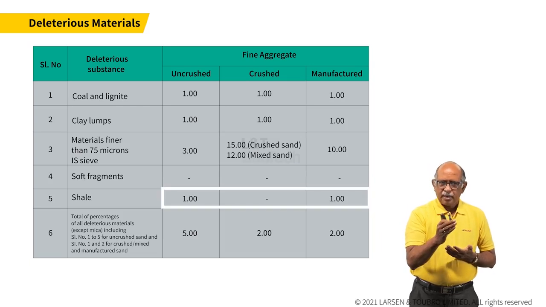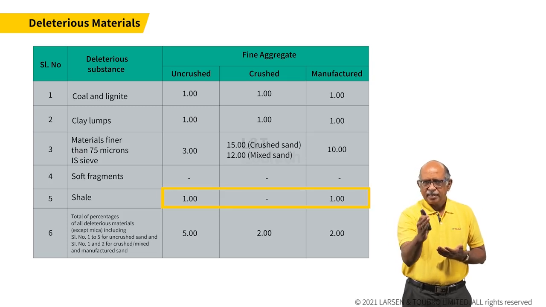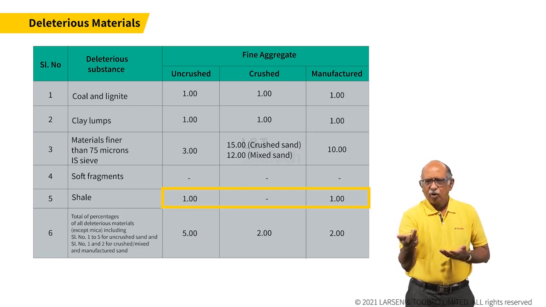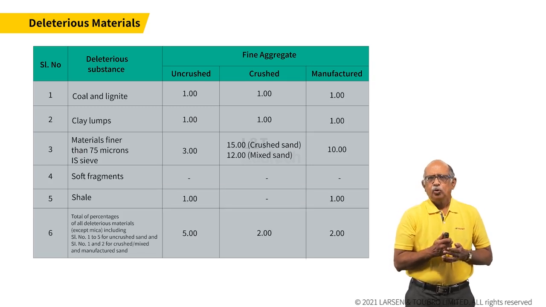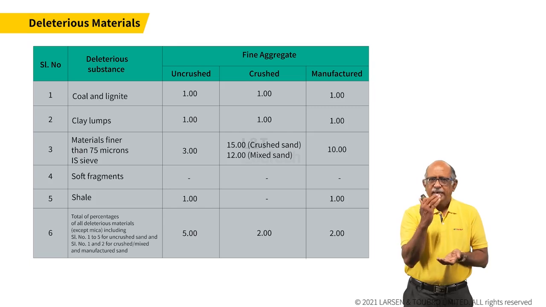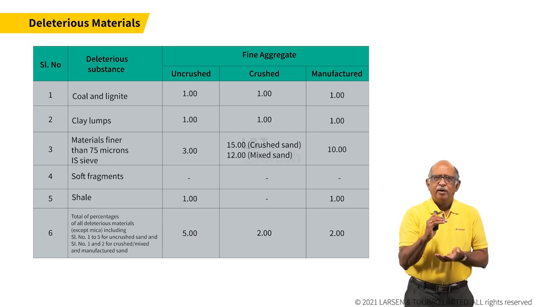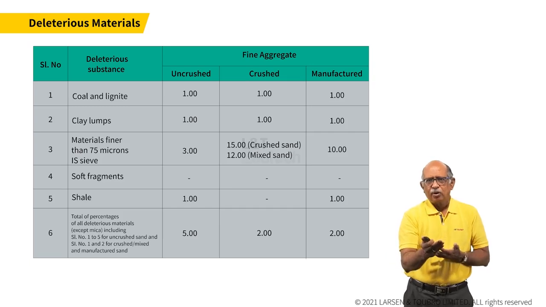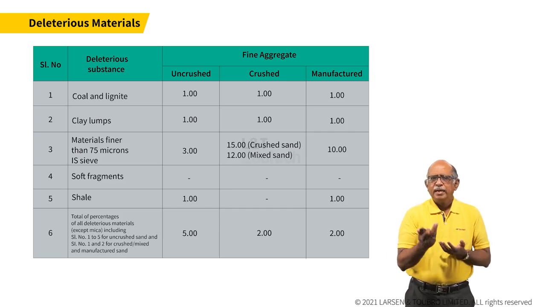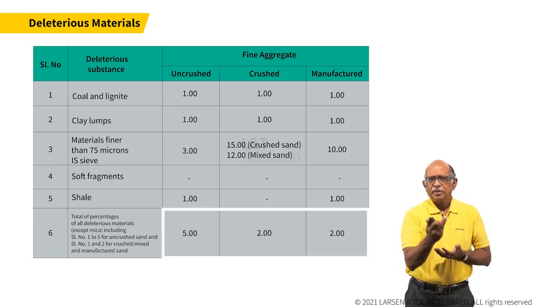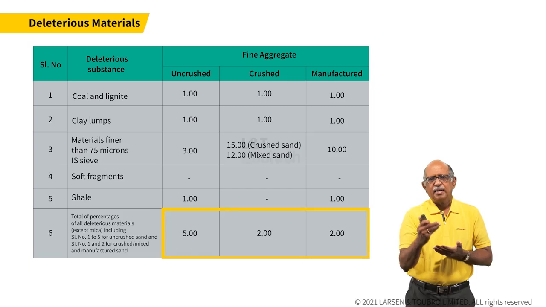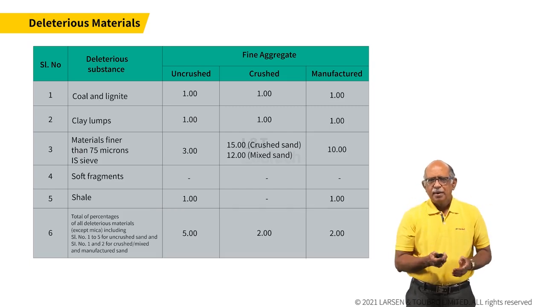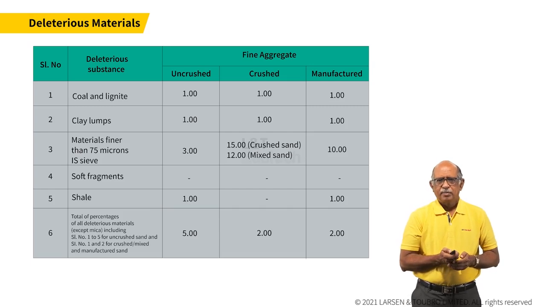When you talk about shale, for natural material it can be 1%, for manufactured it can be 1%, for crushed sand there is no shale because it is a rock derivative. Okay. Then total percentage of deleterious material. By doing a test of organic impurity, if you find a darker color of the test solution sample with respect to the reference solution, then we need to test the material for deleterious substances. So, the overall deleterious substances can be 5% for natural sand, 2% for crushed sand and 2% for manufactured sand. This is the limitation specified as per the codal requirements.